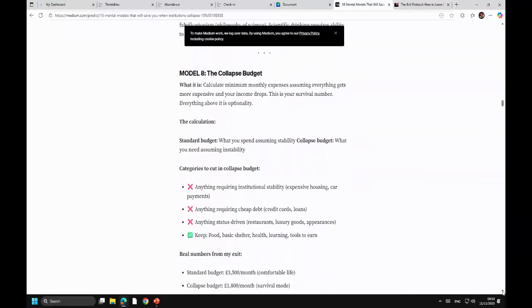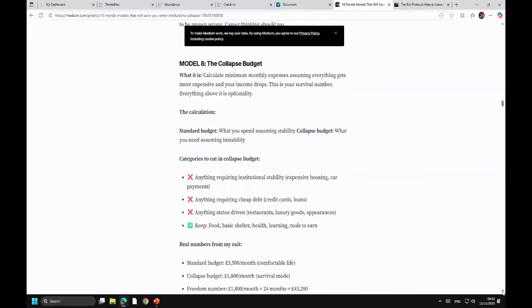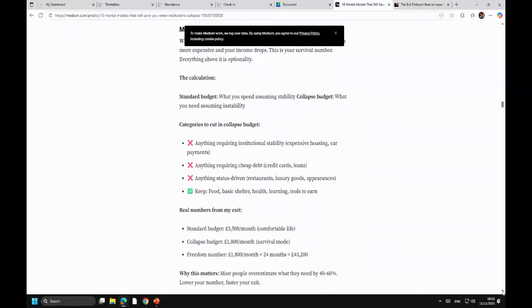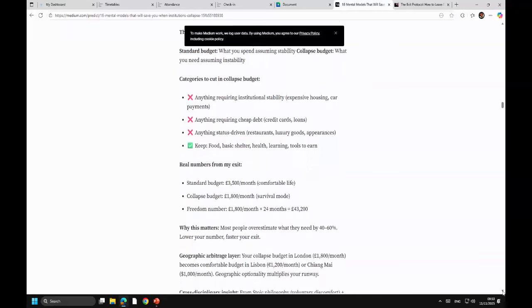And then the collapse budget. If anything collapses, do you have your minimum budget? You need to have some emergency reserve. So my collapse budget, let's say it is 1,800. This is the survival mode. I need 1,800 to survive. If you can build that, then you have much more optionality.